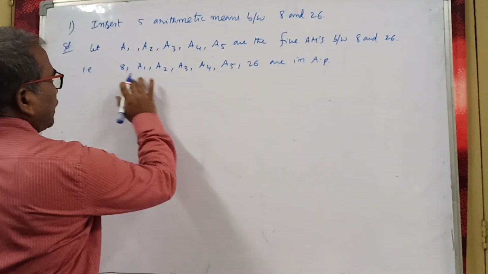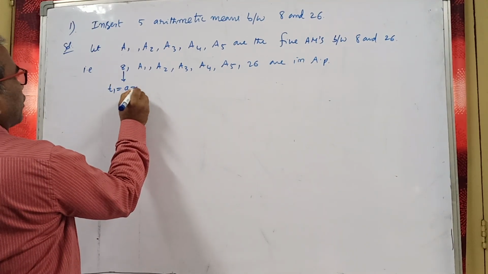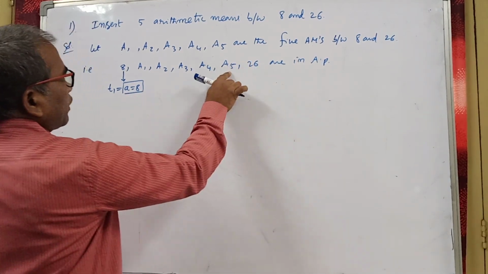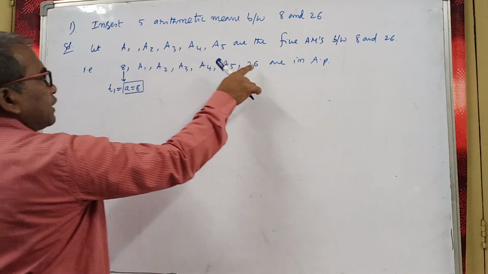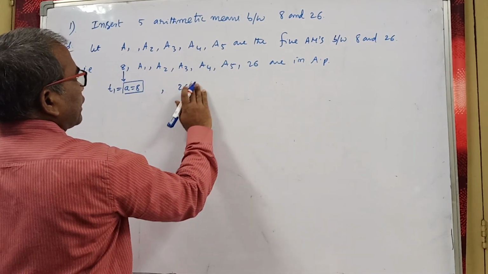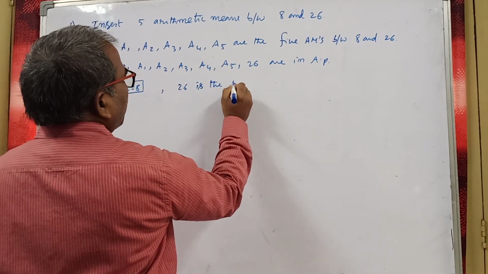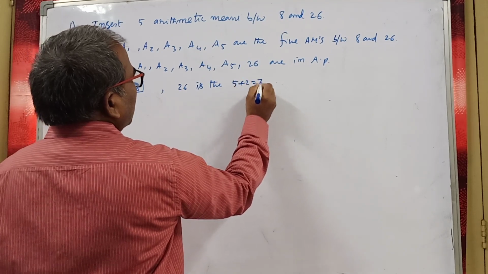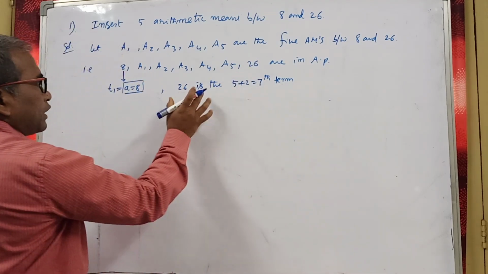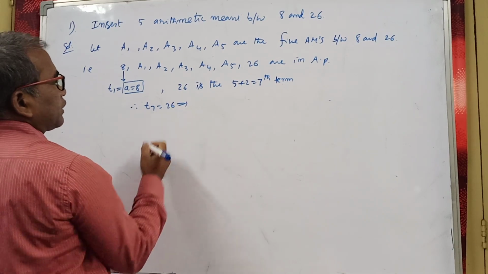Now see here. When this is in AP, 8 is called the first term, T1. This is a equal to 8, first term. 26 is which term? This is 5, 6, 7. 26 is the n plus 2 term. 5 plus 2 is equal to the 7th term of this AP. From this you will get d. Therefore, T7 is equal to 26.